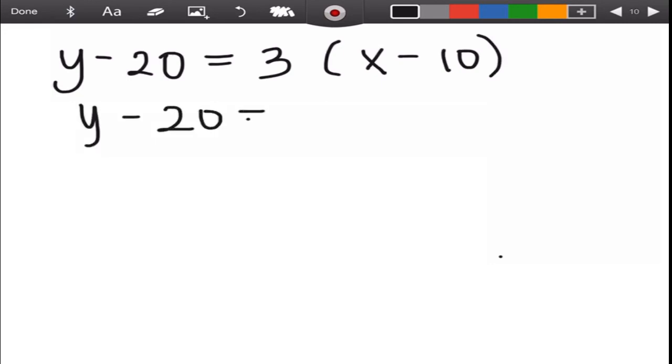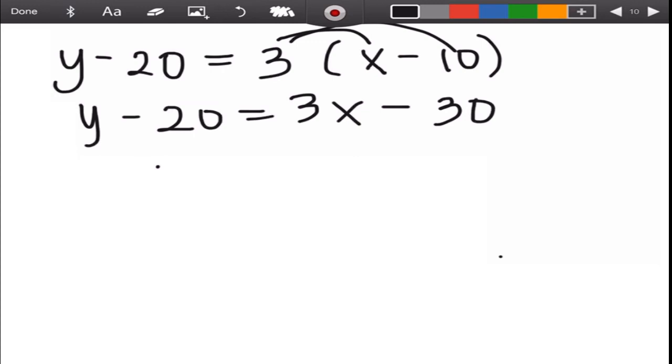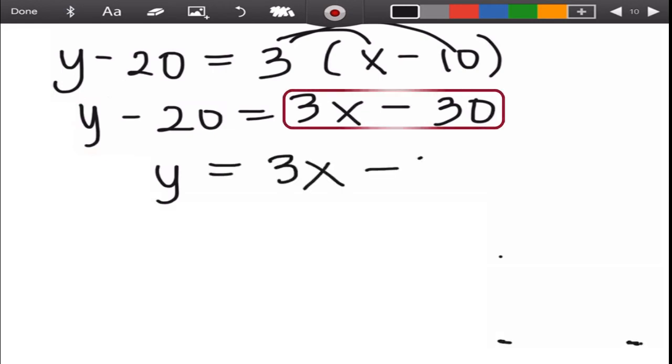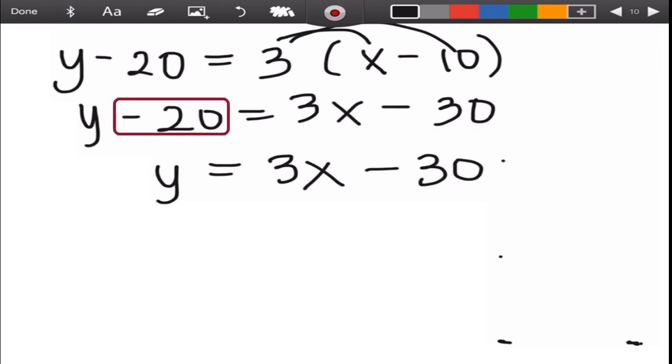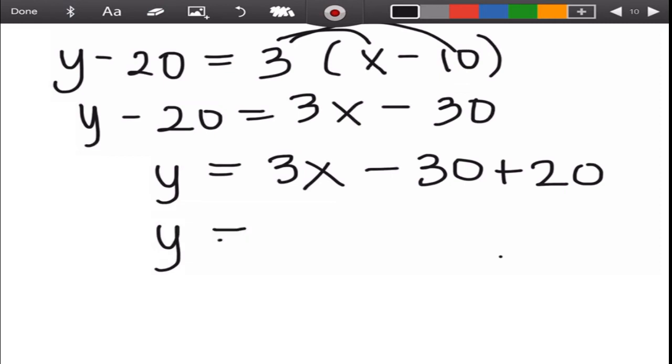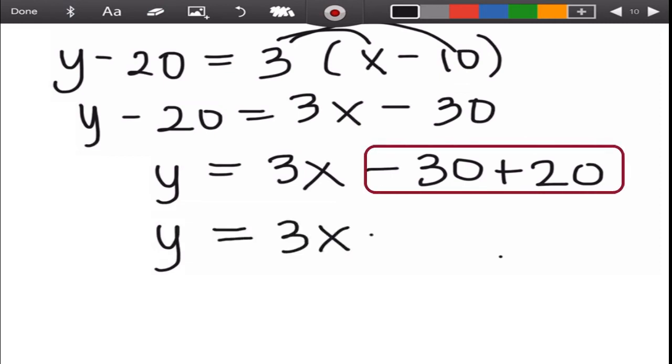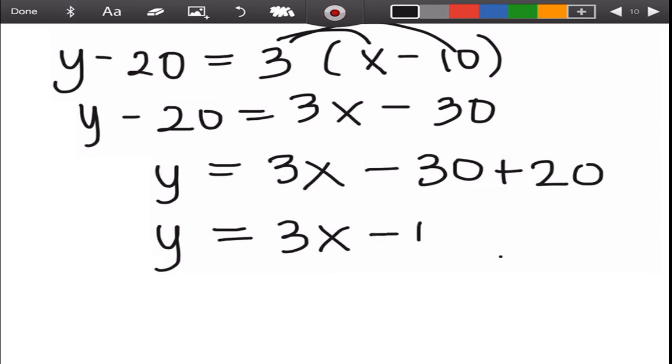y minus 20 equals 3 times x, that is 3x, 3 times negative 10, that is negative 30. And then we will use the left and the right side. So y will remain on the left side. Copy 3x minus 30. And then negative 20 will be transposed from the left to the right side, so negative will become positive 20. So we will have y equals 3x, negative 30 plus 20, unlike signs, minus, so we have negative 10. So this will become our linear equation.